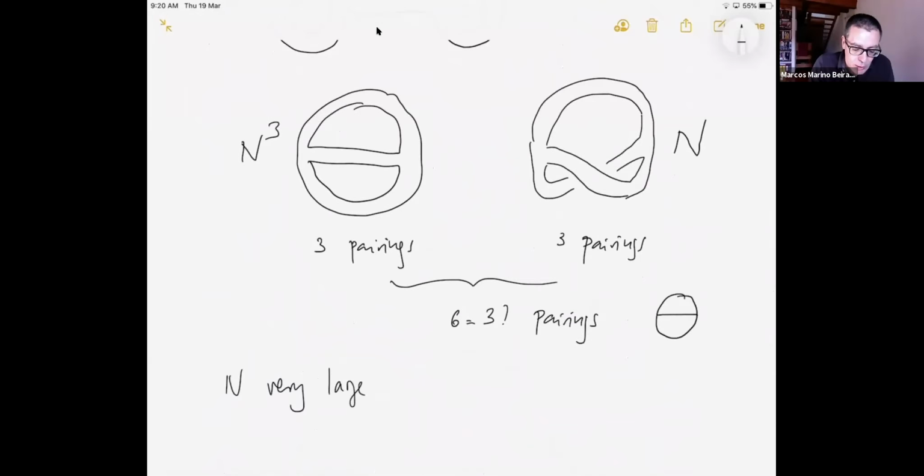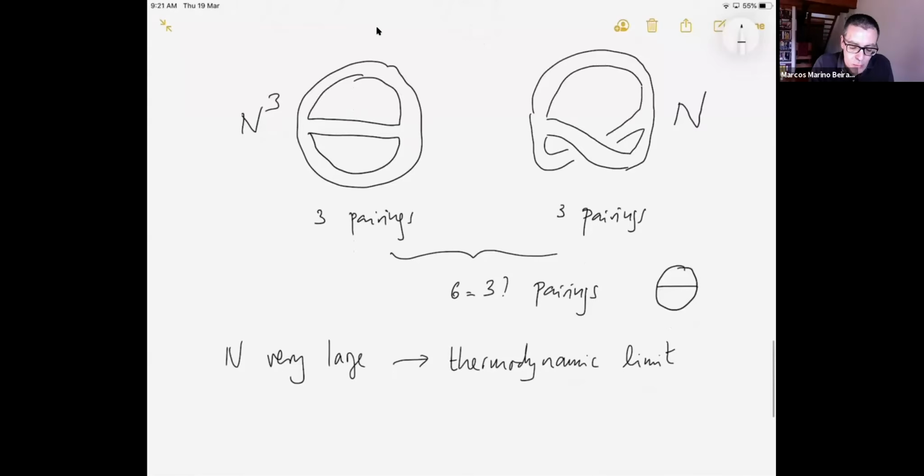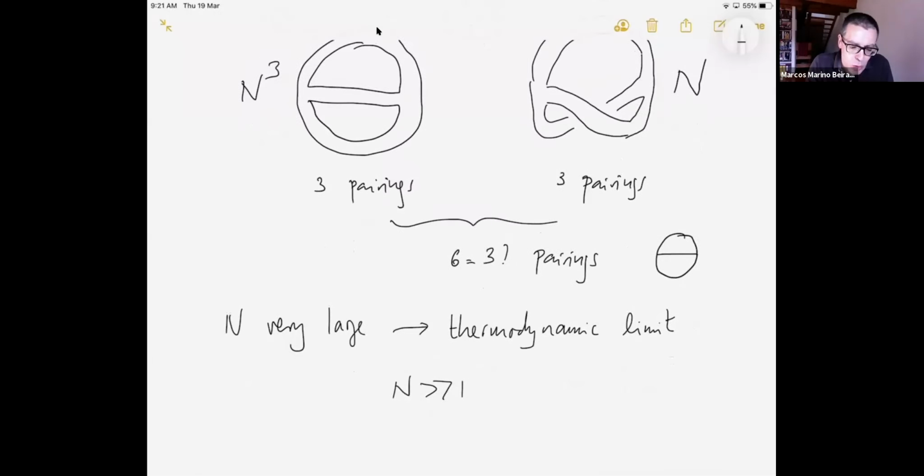So we would like to understand what happens, and we could think about this as a sort of thermodynamic limit. Now, in statistical mechanics, we are often interested in what happens when n is much bigger than 1, because in this regime, typically theories are simpler. So there are various reasons why you would be interested in n very large.